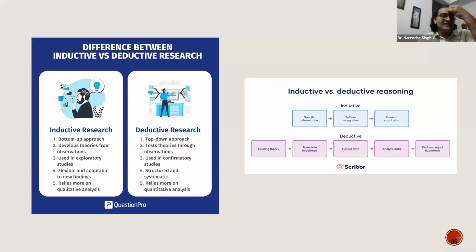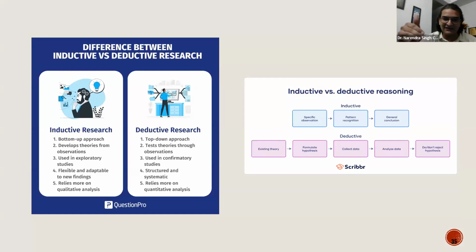Now, this is the approach that we are largely using, inductive and deductive. So I can use both inductive and deductive reasoning in my research at the same time. That is possible. So, a bottom-up approach. I can develop theories with the help of inductive research. The inductive method is used in exploratory studies, flexible and adaptable to new findings, and relies more on qualitative analysis.